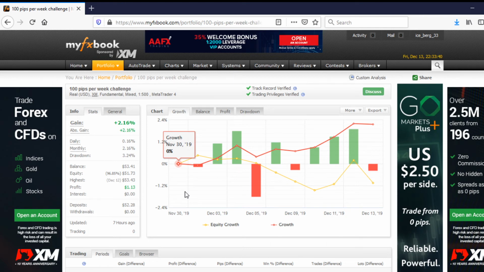Now, the beautiful thing about percentage figures is that it doesn't matter what the balance on your account is. 1% of $10, 1% of $100, 1% of $1,000, 1% of $10,000. It doesn't matter. It's the percentage amount that we're focusing on. We put in the pip amounts because those can be generalized across any account.